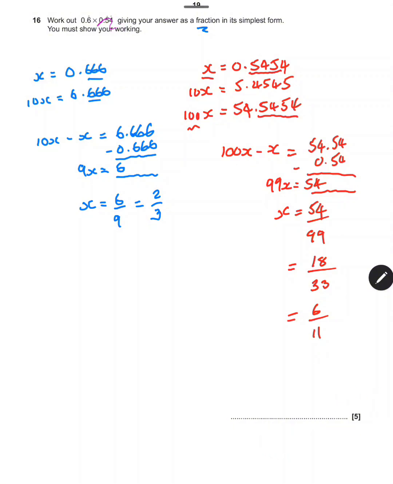Don't forget to actually answer the question. This was a multiplication, so I'm doing 2/3 multiplied by 6/11. 2 6s are 12. 3 11s are 33. Will both divide by 3 there. 12 divided by 3 is 4. And 33 divided by 3 is 11. There's your final answer.